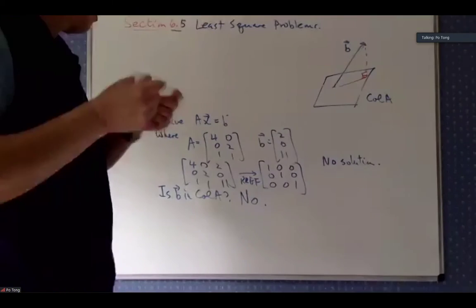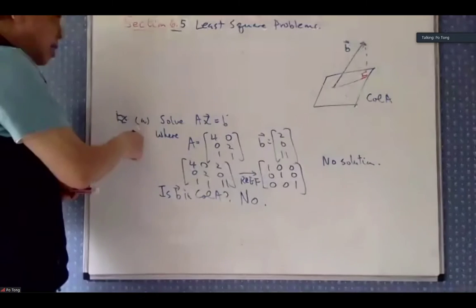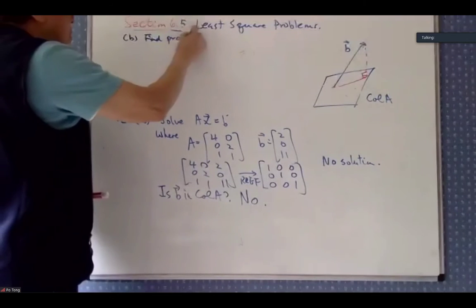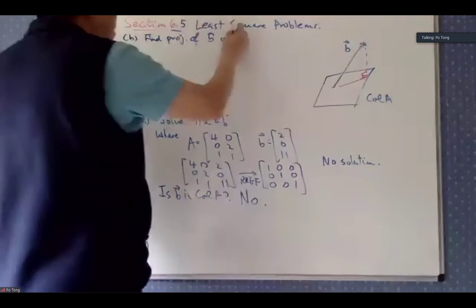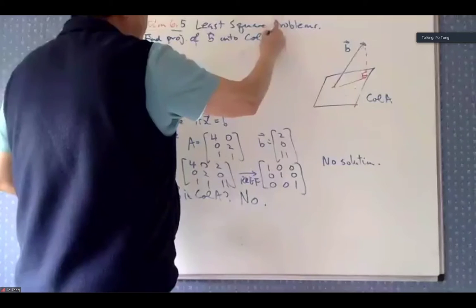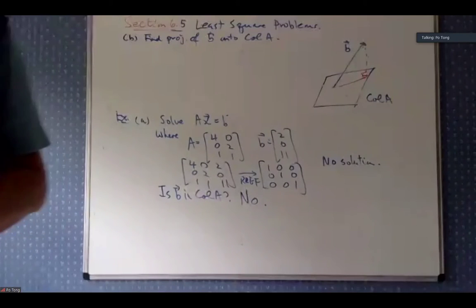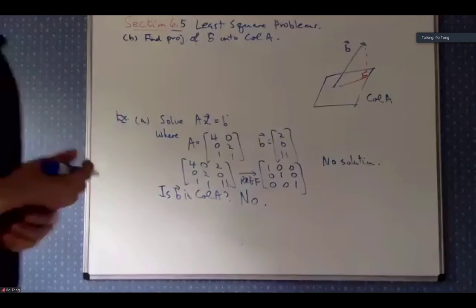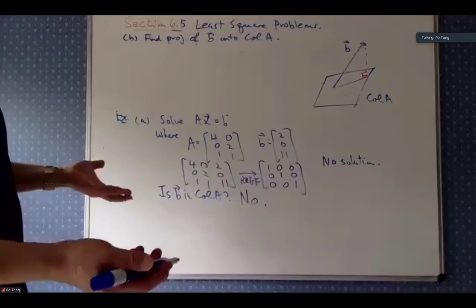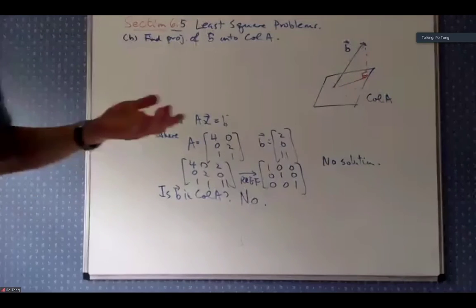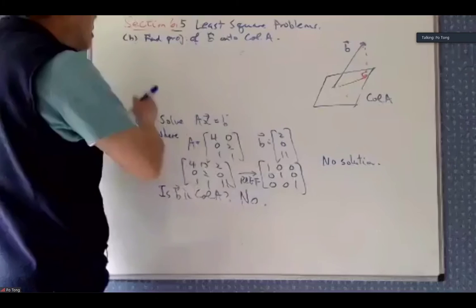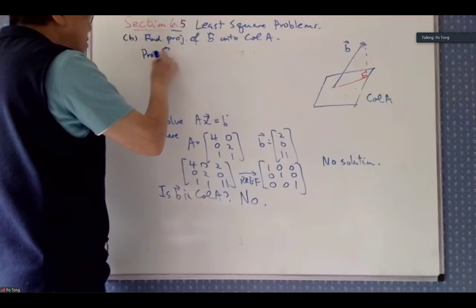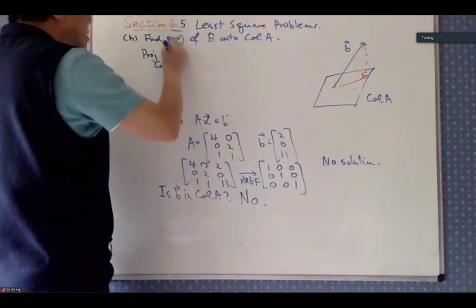So I'm actually trying to find the projection. So this is continuing with this problem. Find the projection of B onto the column space of A. How do I do that? Finding the projection, we have some formula. The formula is that the projection of B onto the column space of A.